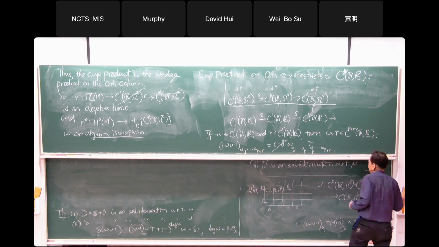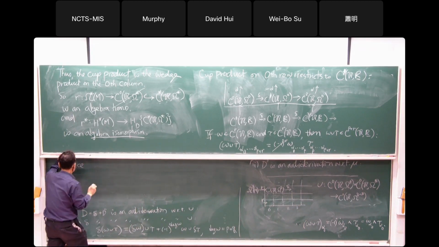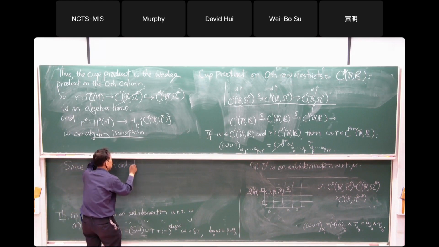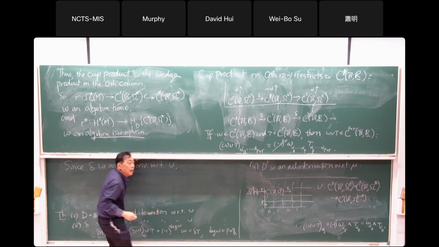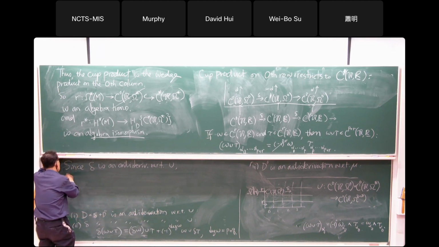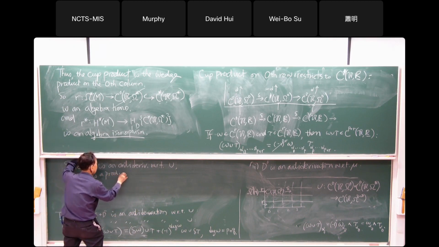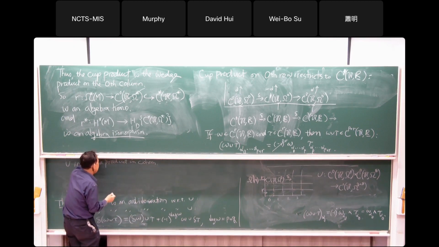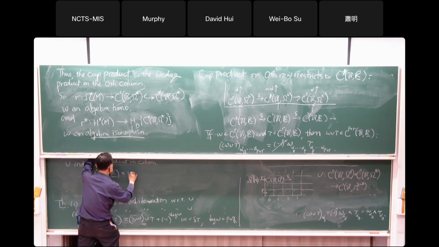So since delta is an anti-derivation with respect to the cup product, the cup product induces a product in cohomology. So now you have a product on Čech cohomology.